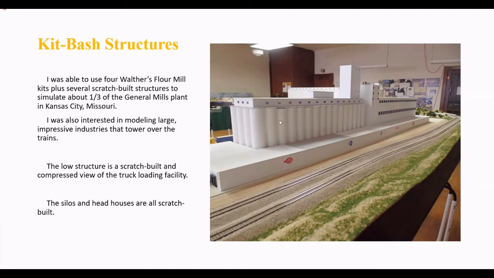Now, this is a structure that I always wanted to model. I saw it once briefly on the highway as I went by it. It's actually the General Mills grain mill in Kansas City, Missouri, and that's only 1/3 of it. It's a monster structure. It's U-shaped, and this is 1/3 of the U-shape. But this whole section here is scratch built. All of the shipping dock area here is scratch built, and this area back here is like 4 Walthers kits put together.